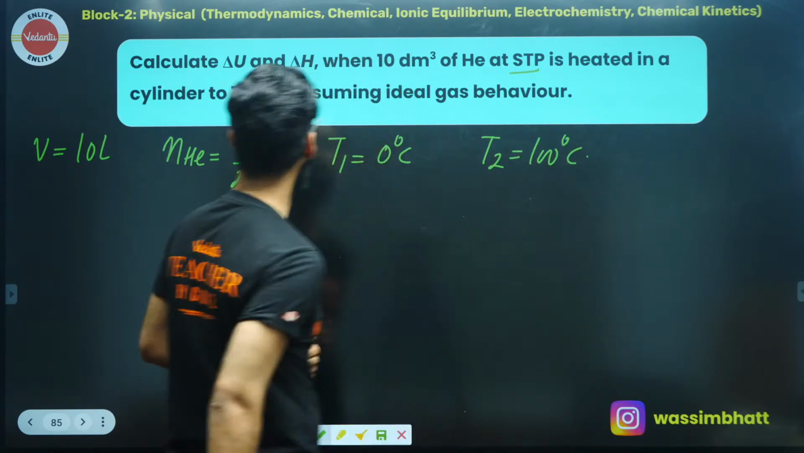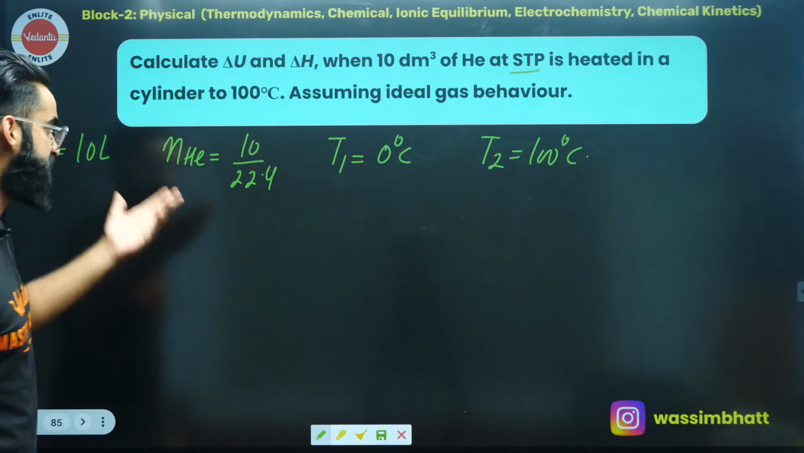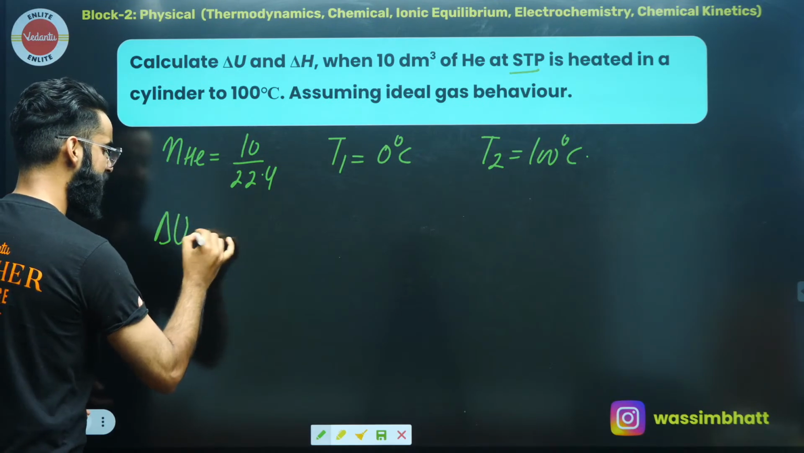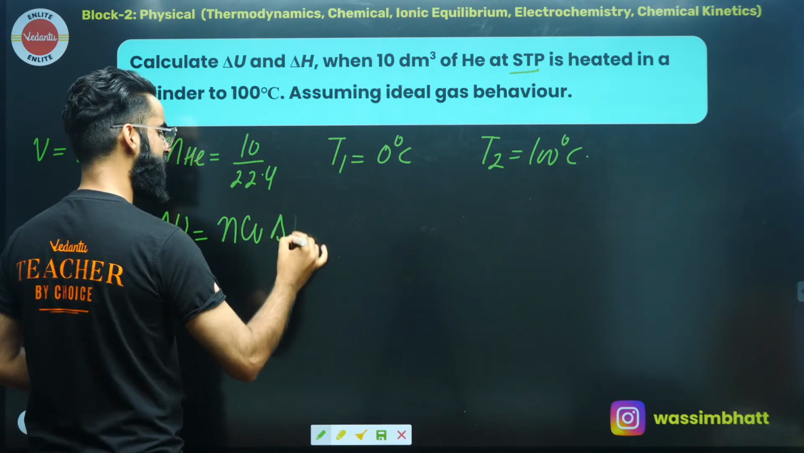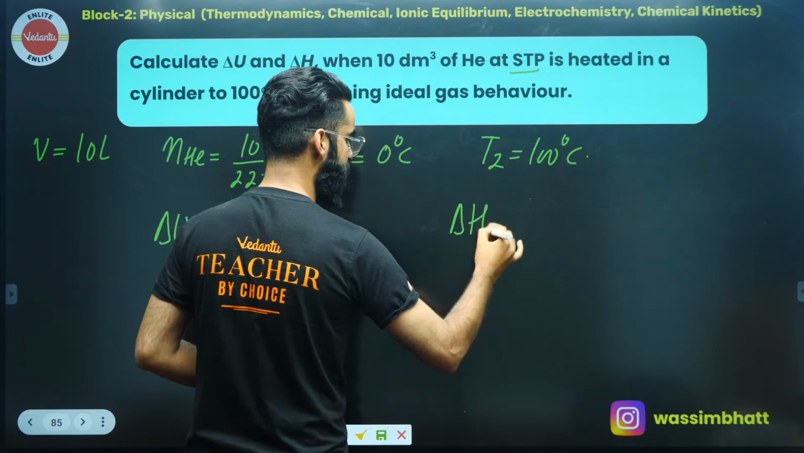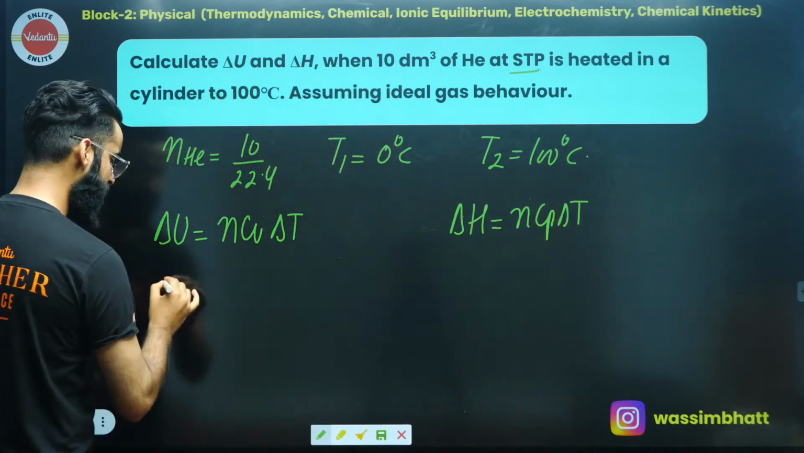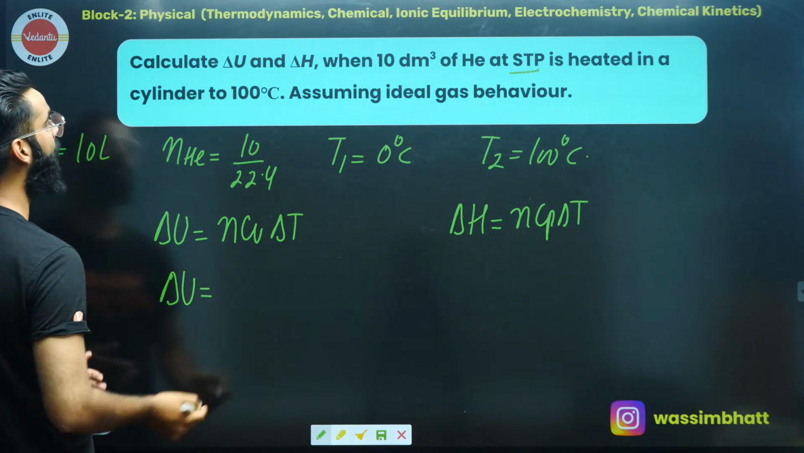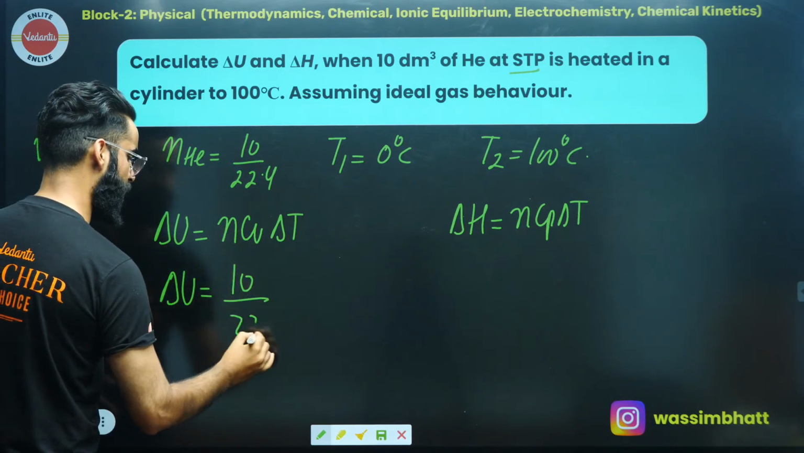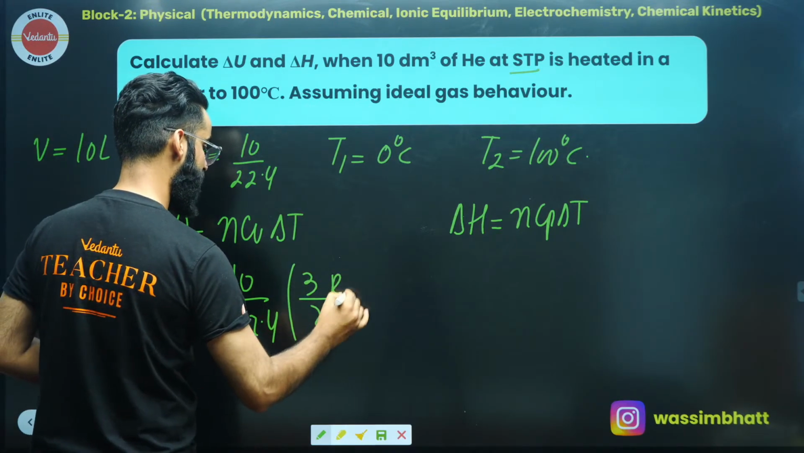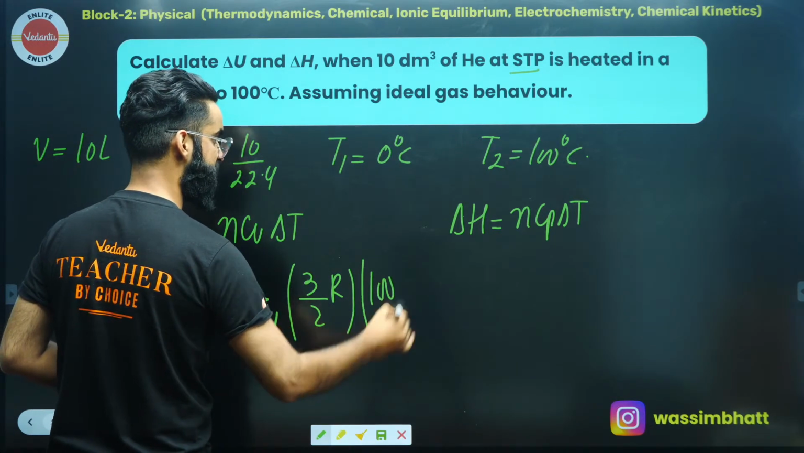What do we need to calculate? We need to calculate delta U and delta H. So first of all, I'm assuming the helium is over here as the ideal gas. So for the ideal gas, delta U is equal to n Cv delta T, and for the ideal gas, delta H is equal to n Cp delta T. I hope you know that, right? Now people, delta U is equal to n. How many moles? 10 divided by 22.4. Cv value. Since helium is a monoatomic gas, it's going to be 3 by 2 R. Delta T is change in temperature. Change in temperature is simple, 100.